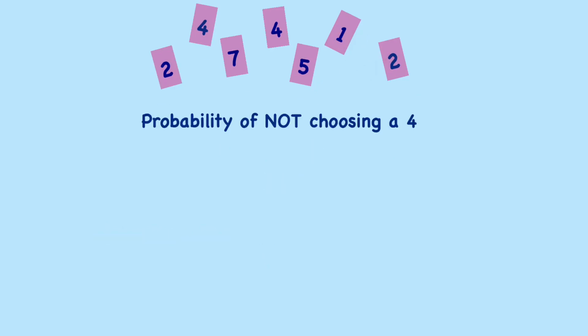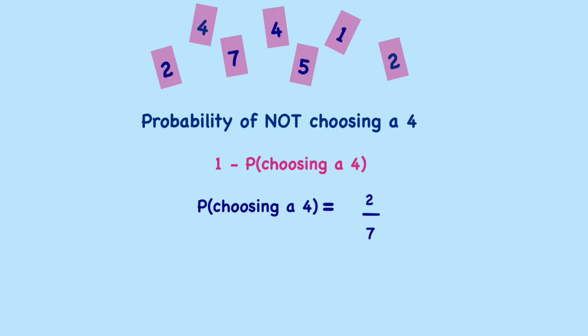Then if we're asked the probability of not choosing a 4, so it's 1 minus the probability of choosing a 4. Now the probability of choosing a 4 was 2/7, therefore the probability of not choosing a 4 is 1 minus 2/7, so it's 5/7.